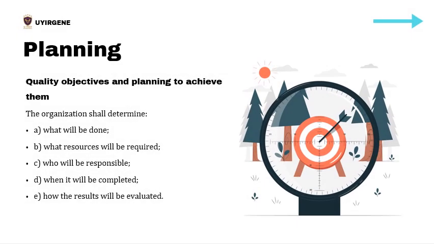When planning how to achieve its quality objectives, the organization shall determine what will be done, what resources will be required, who will be responsible, when it will be completed, how the results will be evaluated.